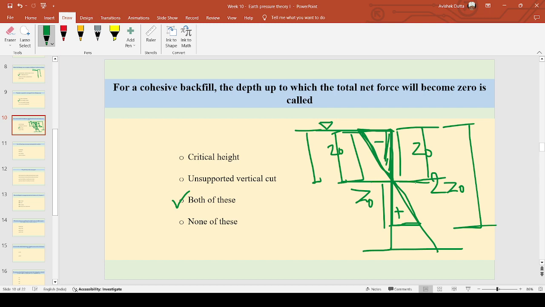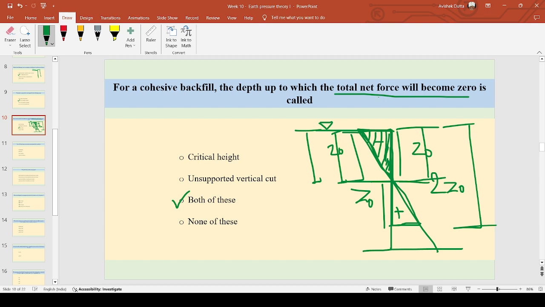Any confusion regarding this? No confusion, sir. I used to call them three alternative names, but critical height and unsupported vertical cut are not alternative names for Z0. That is different. I am only asking about alternative names for Z0: tension crack depth, or the depth at which the total pressure is 0. Here I talked about the net force becoming 0. Understood, sir.